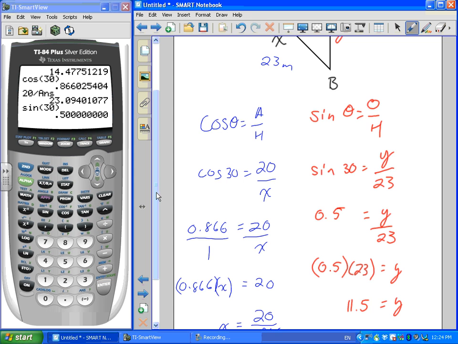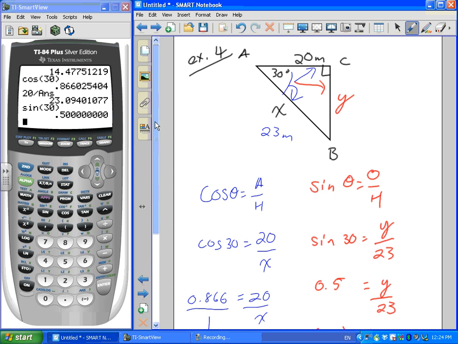All right? So the height of this triangle is 11.5 meters. So that's how you use sine and cosine to solve for sides of a triangle. You guys have any questions?